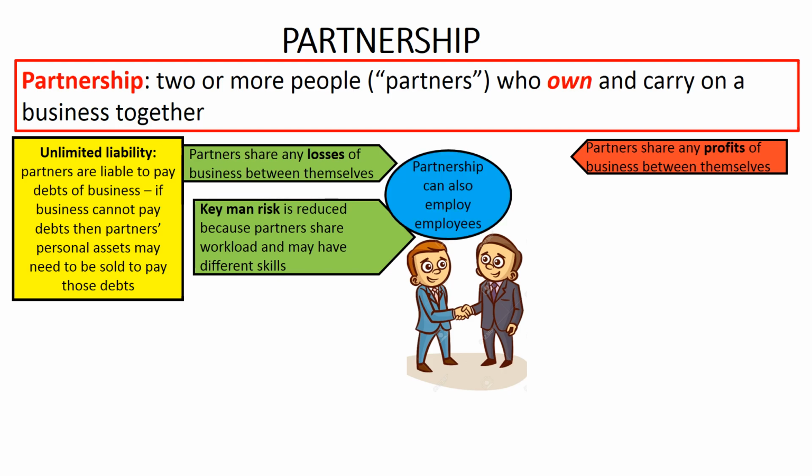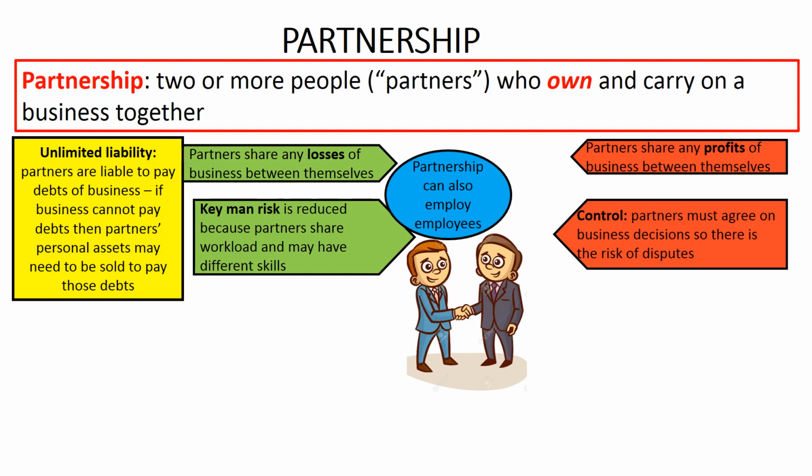Now, like a sole trader, a partnership can also employ other people to help in the business. The difference is that these employees are not owners of the business. A disadvantage of a partnership, though, is that because each of the partners is an owner of the business, they will need to agree on decisions about the business. This means that there is potential for disputes between the partners, and if the partners have too many disputes, then this could adversely affect the business because the partners are too busy disagreeing amongst themselves rather than running the business.